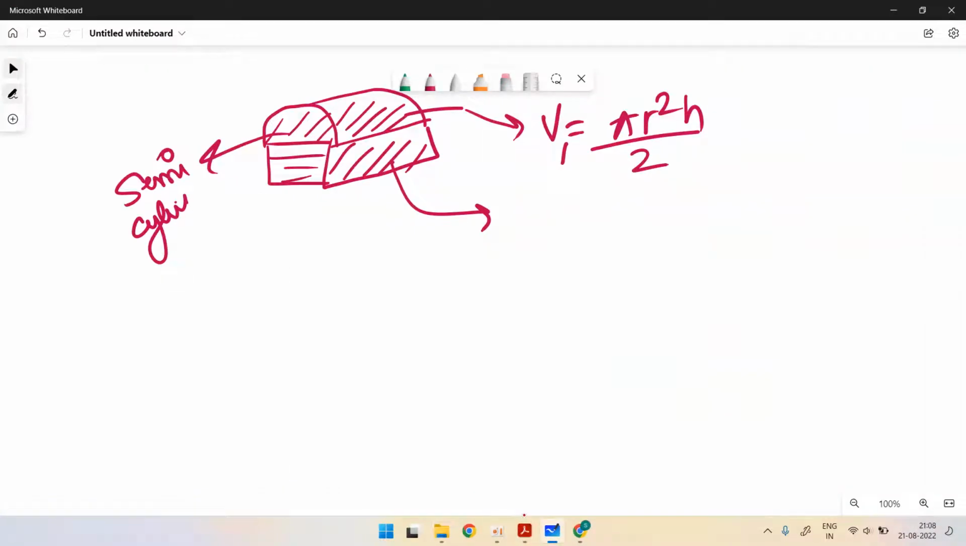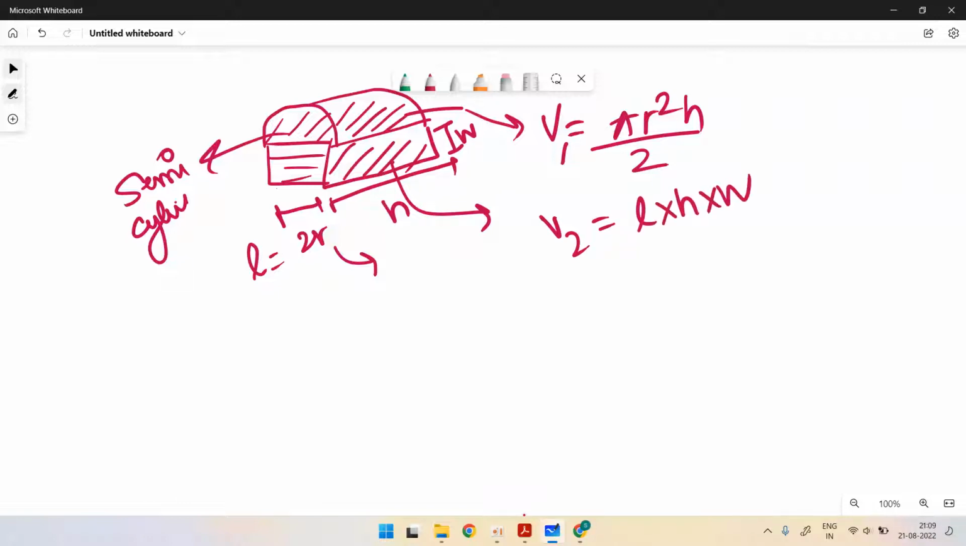Let's suppose here 2r is given, so r can be calculated from here and put it here. This is L, h is given, and let's say this is W. So V2 will be L into h into W, but L is 2r, so 2r into h into W. V2, and the total will be V1 plus V2.